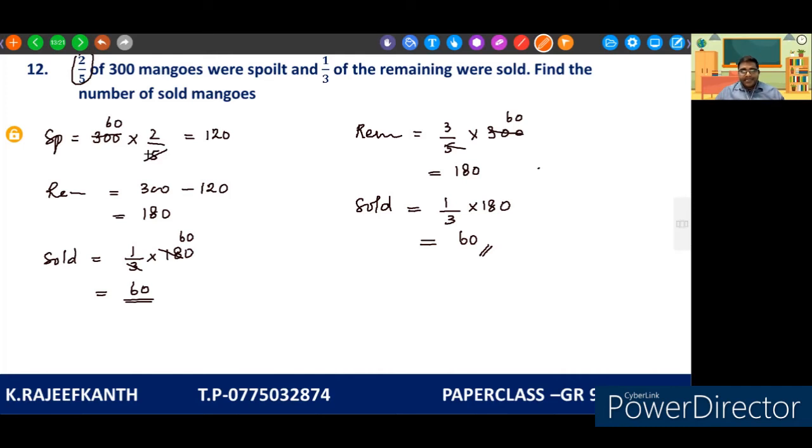In the first method, first we found the number of spoiled mangoes. Then by using that, we found the number of remaining mangoes, that means the number of good mangoes. Then we found the number of sold mangoes, right?